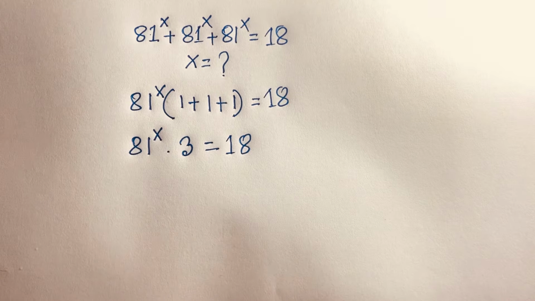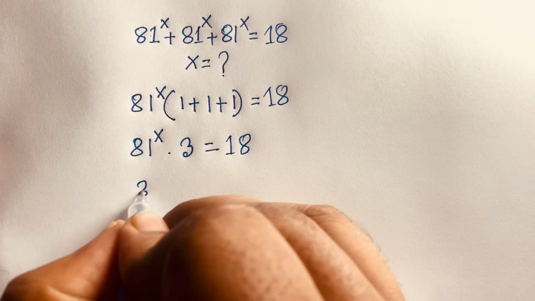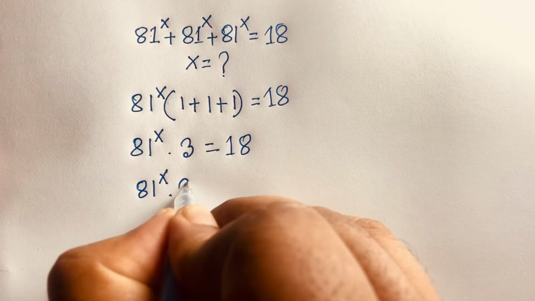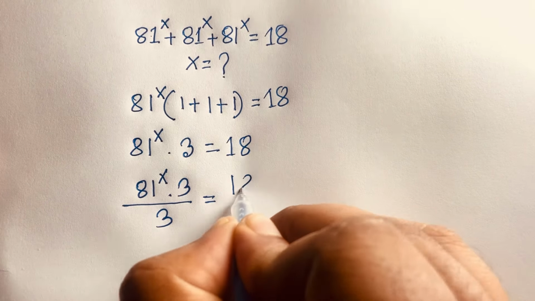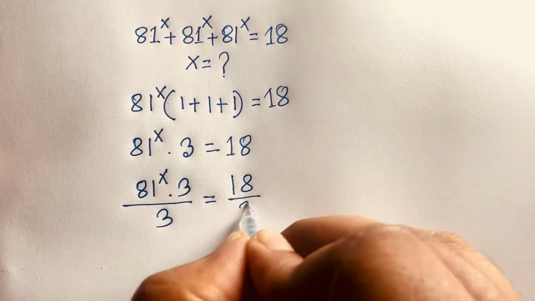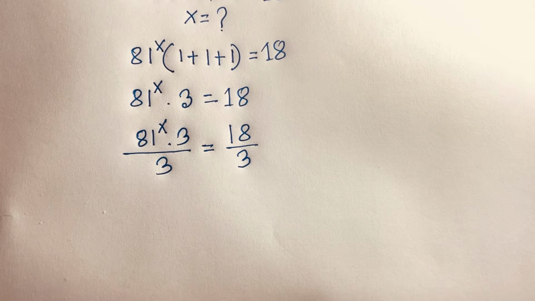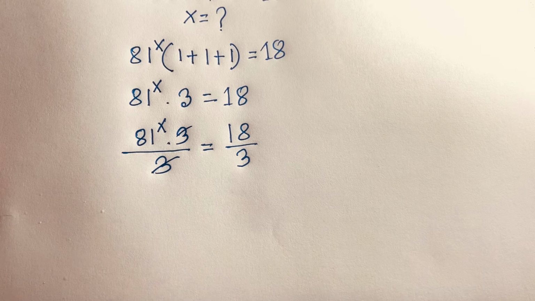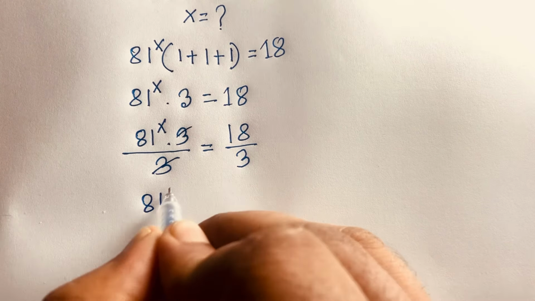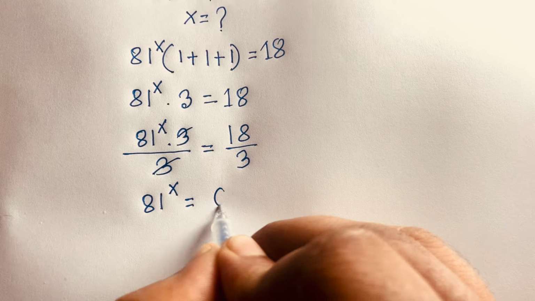Now, at this moment, here is 81^x times 3. I divide both sides by 3. Here is 18 divided by 3. Now, I can say easily this 3 is cancelled, and we'll find out here is 81^x is equal to 6.